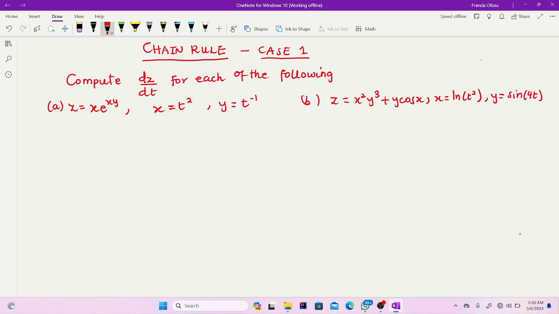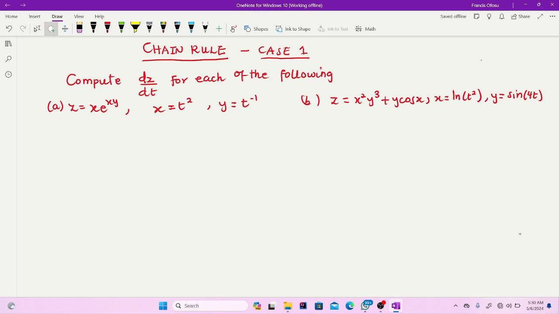So it says compute dz/dt, right, for each of the following functions. But before that, let me give you the whole overview of this chain rule. So this is a multivariable function, yes. But for case one, it's very similar to what we did in calculus, that is handling only one variable.